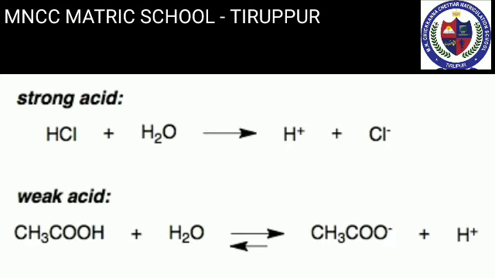Next we move to classification based on ionization. Acids get ionized in water, that means they produce H+ ions completely or partially. Based on the extent of ionization, acids are classified as strong acids and weak acids. For example, hydrochloric acid ionizes completely in water, so that is called a strong acid. And acetic acid ionizes partially in water, so that is called a weak acid. Hydrochloric acid means HCl and acetic acid means CH3COOH.